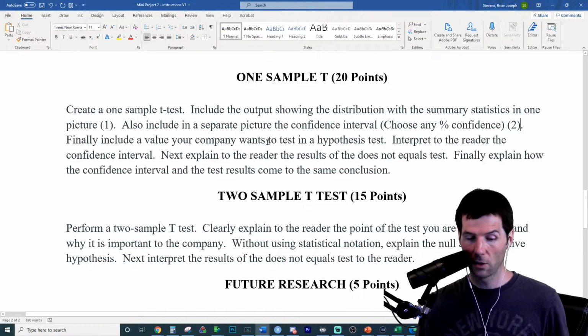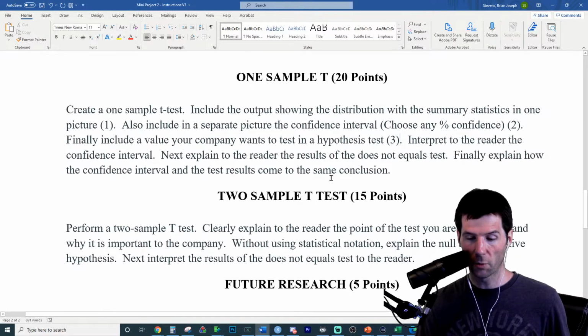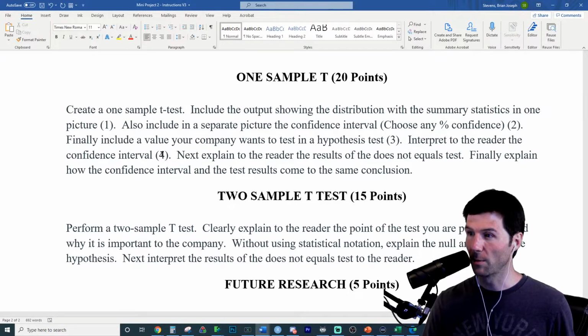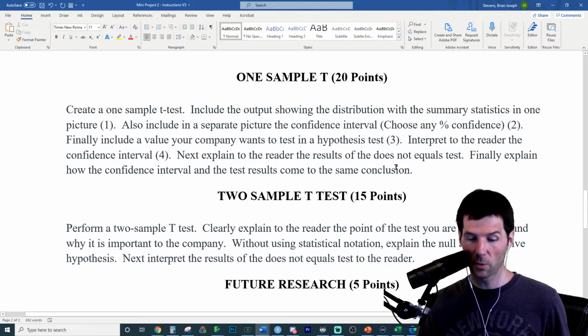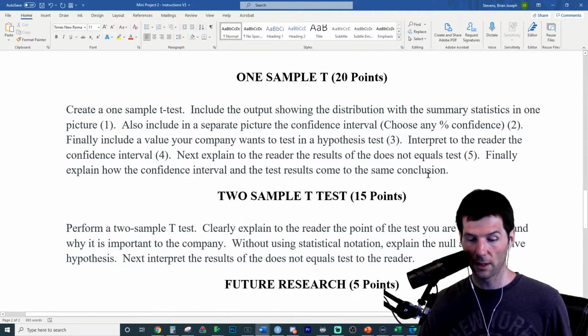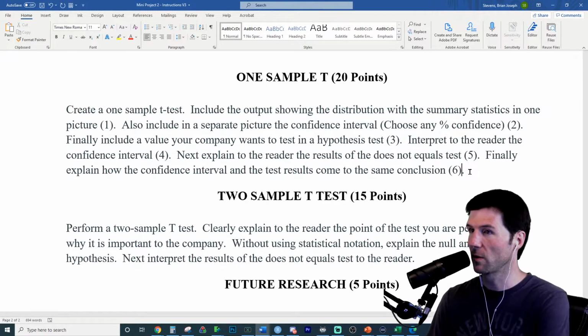Finally, include a value your company wants to test as a hypothesis. Interpret to the reader the confidence interval. I'm just putting numbers by the requirements. Next, explain to the reader the results of the does not equal test. Finally, explain how the confidence interval and the test results come to the same conclusion. Six requirements on the screen right now.